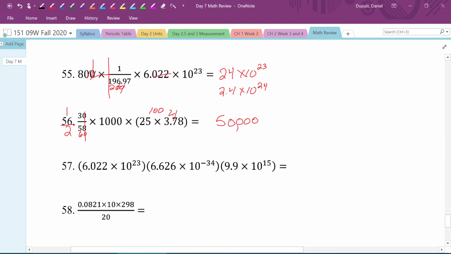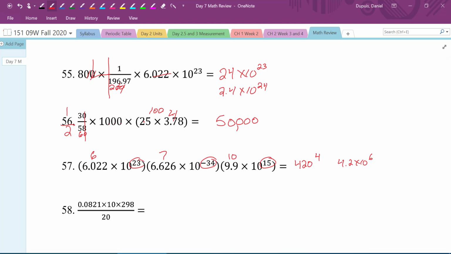Now, 57, 58, and 59, you can kind of go. I would say this is definitely 6. You could call that one 6 or 7. Let's call it 7. And that one, I would just call 10. So 6 times 7 is 42, times 10, 420. Then I got 10 to the 23rd, negative 34, and 15. 23 and 15 would be 38, minus 34 would be 4. So 4.2 times 10 to the 6. And that's how I would do that.